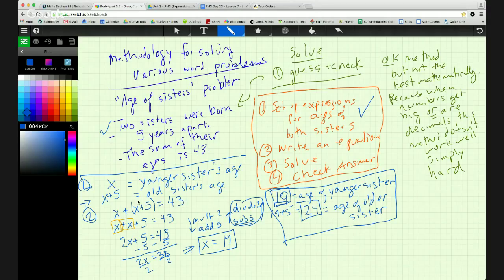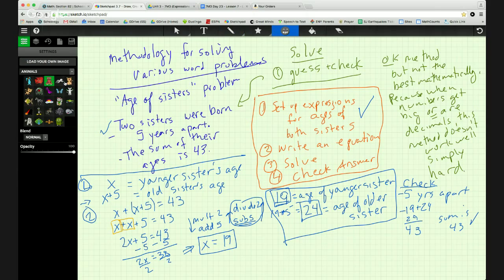And so let's check our answer. When we check our answer, we can plug them into the equation, or we can look right back at the original problem and say, well, two sisters were born 5 years apart. Does this work? Is 19 and 24 5 years apart? Yes. They're 5 years apart. We'll call this our check. And the sum of their ages is 43. Does 19 plus 24, 3, carry 1, 4. Yes, and then the sum is 43. Check. So we are done. We have solved the problem. And so when we solve our problems, we get a happy cat. We've solved this problem. So this is the age of sisters problem.